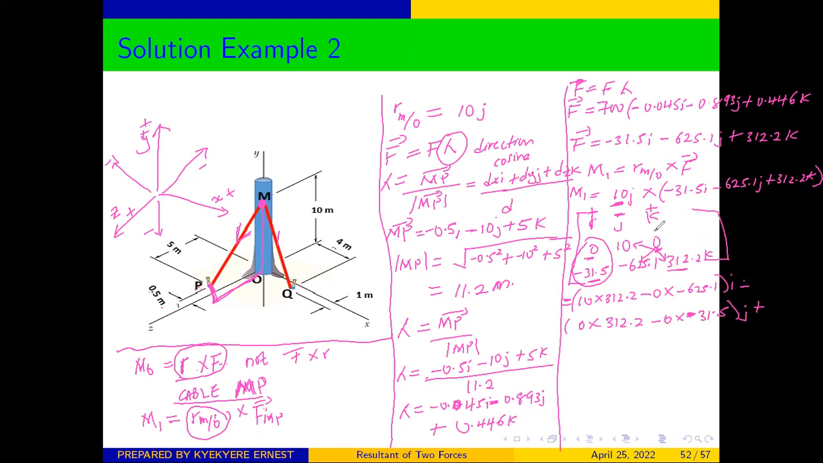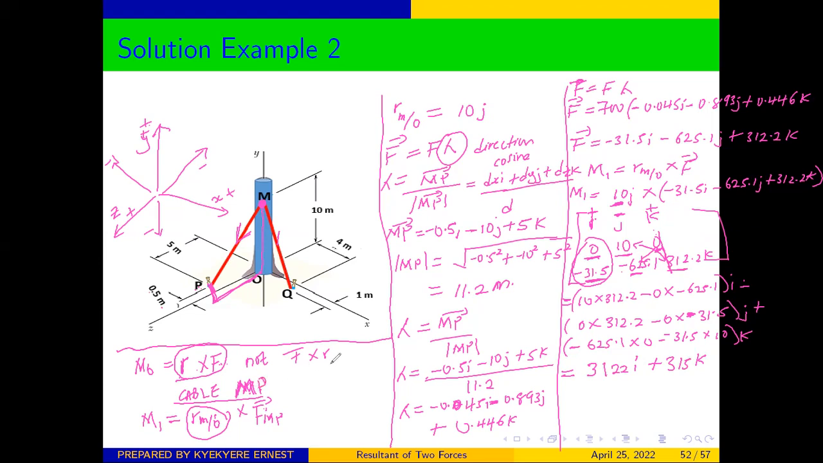So we take away everything for the K. We cross all the K's out and we are left with this. So it will be this times that minus this times that. So we are going to get negative 625.1 times 0 minus negative 81.5 times 10. And all this will give us our K component. And then from here, we can easily get our answer as 3122I plus 315K. Good. So this will be our moment for cable MT.